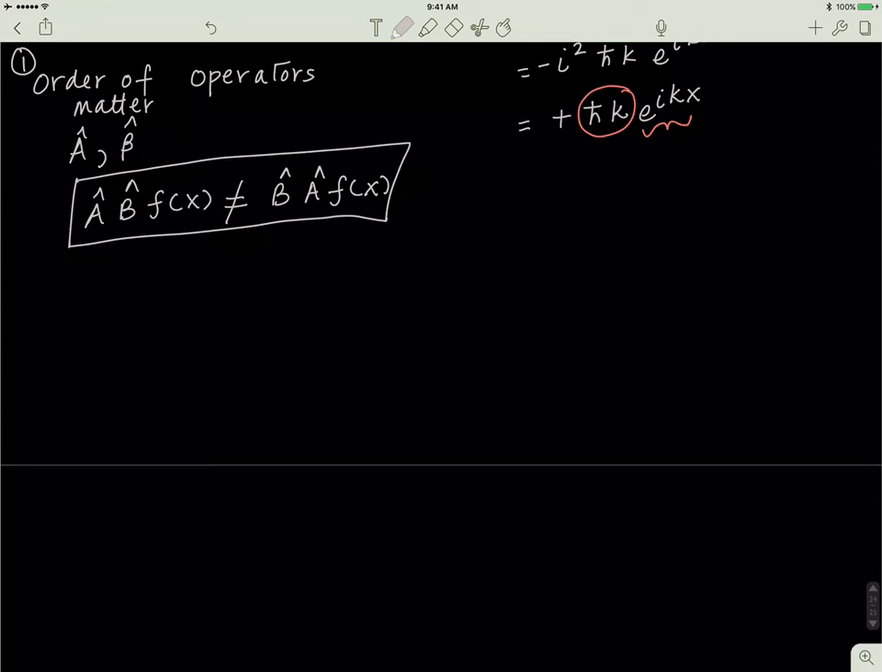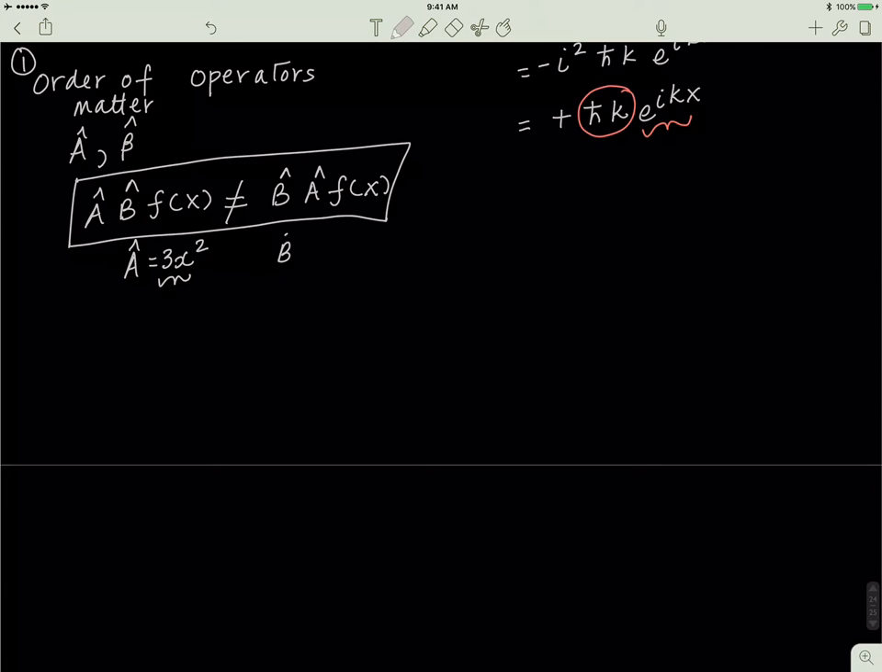So that is one really important thing, that the order of operators matters, right? So we can easily prove this by making an example, okay? So assume that A hat is equal to 3x squared. So this is also an operator. You might get a little bit confused, but all this operator is saying is multiply this by your function f of x. So this is also an operation, right?